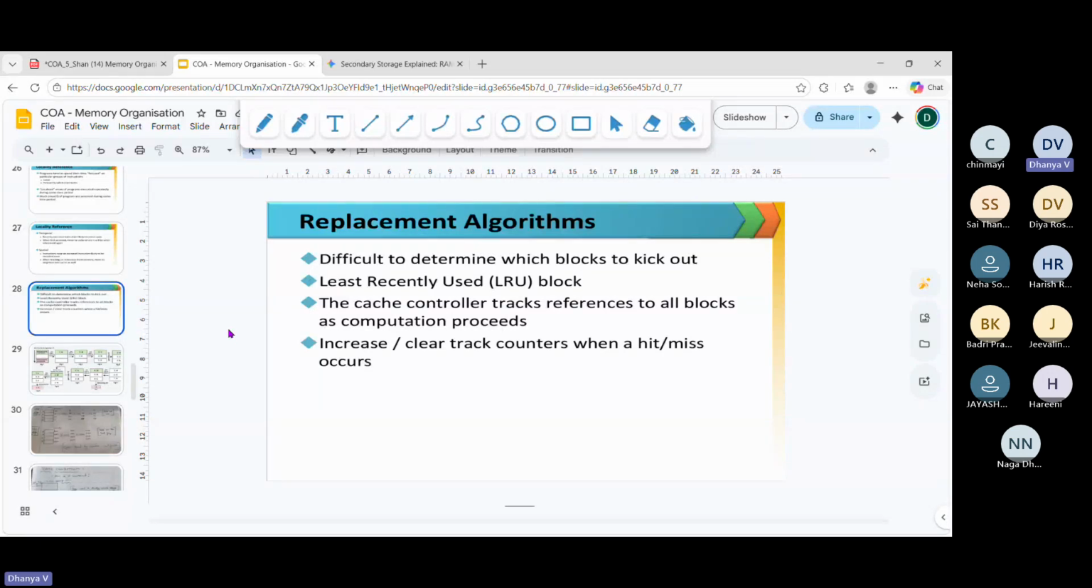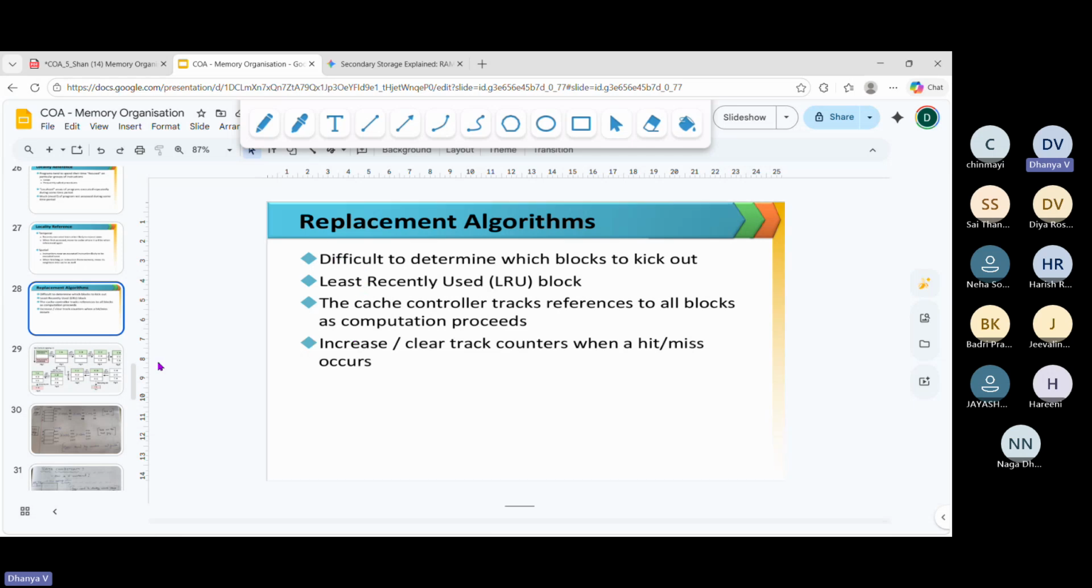Okay, so now we'll move on to something called replacement algorithms. So we saw Dia explaining about cache itself, no? If you see your cache, what if your cache gets filled? Now what will you do? You still have your program to run. You still need to access all of your frequently used data. You need to consider your temporal locality, spatial locality, and all that. So how will you ensure that you kick out the correct block in your cache? That is why we have several replacement algorithms.